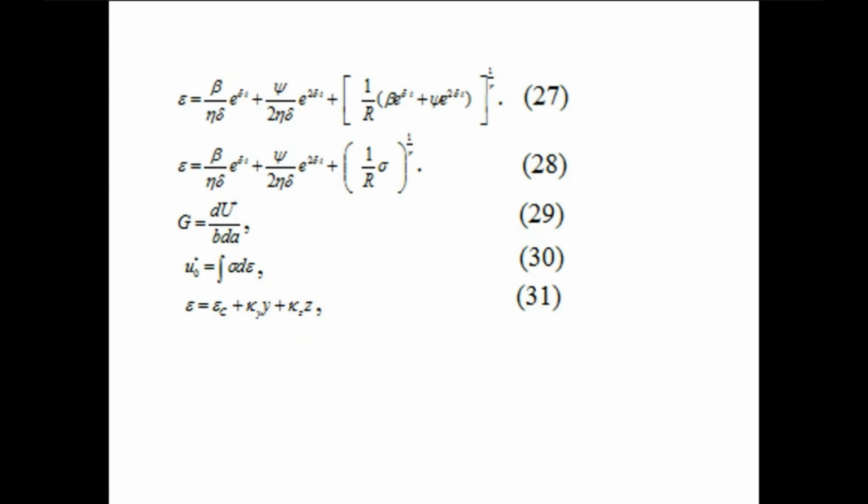In this equation, beta and psi are parameters. After performing some mathematical transformations, the strain epsilon r is extracted from equation number 24, and the result is given in equation number 25. The strain in the viscoelastic model is obtained by applying equation number 27.